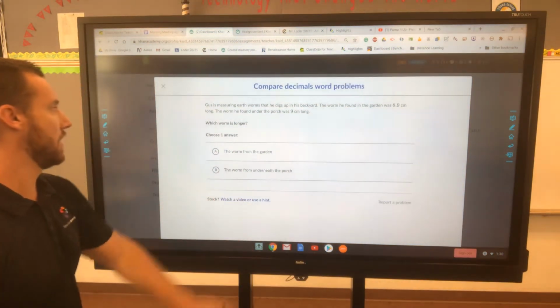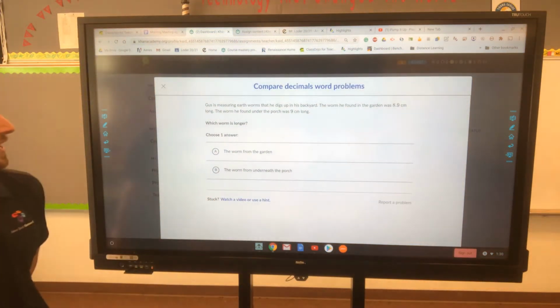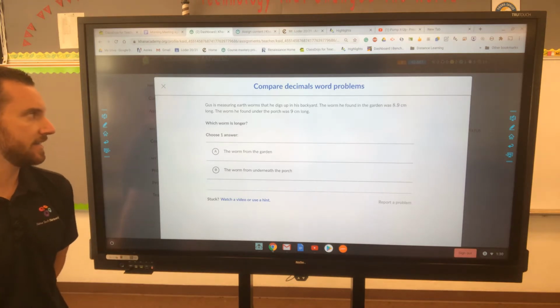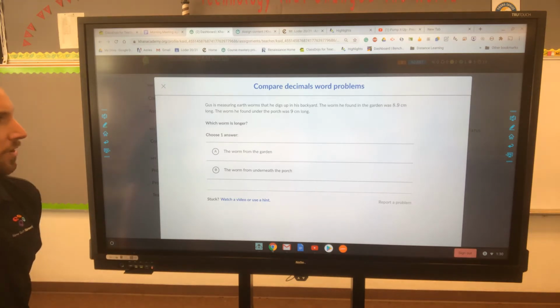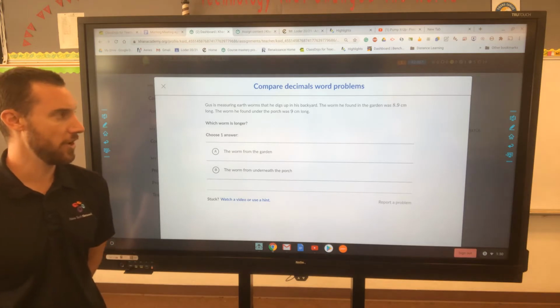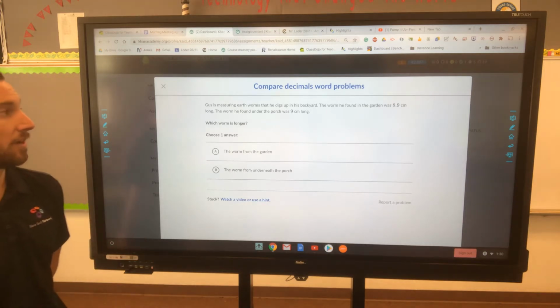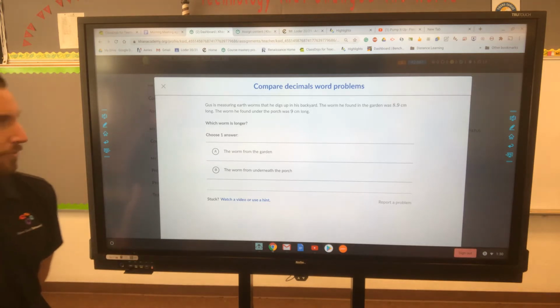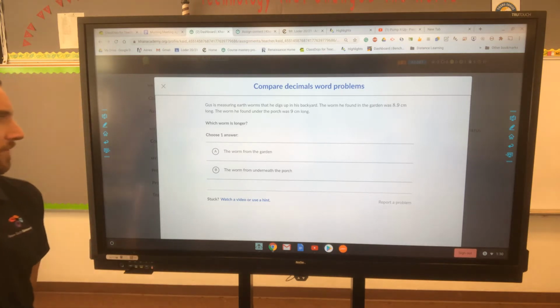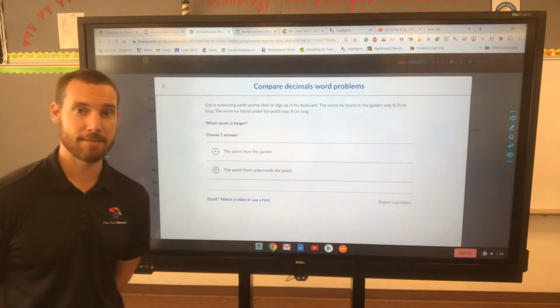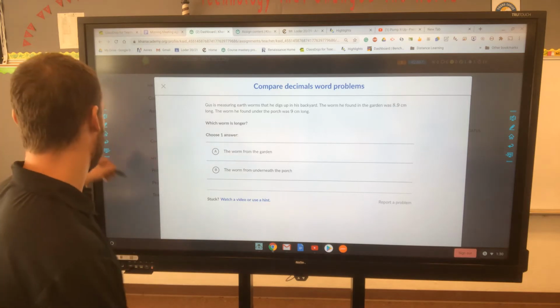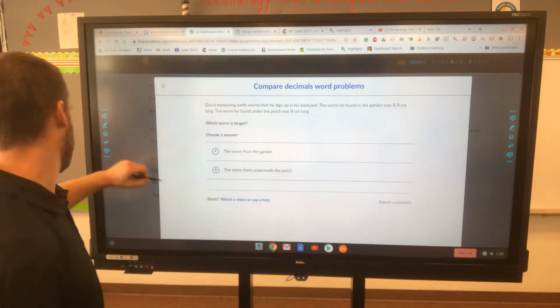Okay, number one, Gus is measuring earthworms that he digs up in his backyard. The worm he found in his garden was 8.9 centimeters long. The worm he found under his porch was 9 centimeters long. Which one's greater? Which worm is longer?